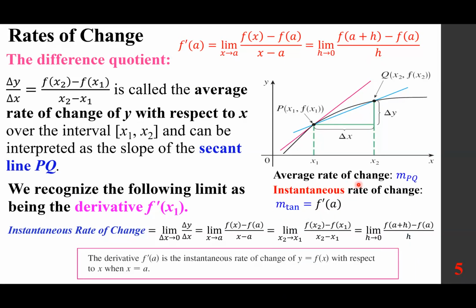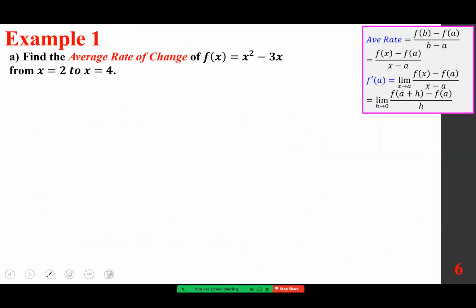Average rate of change, M of PQ. Instantaneous rate of change, M of the tangent line, f prime. So having said that, let's start with a very simple example. Find the average rate of change of f of x, which is x squared minus 3x, from 2 to 4.